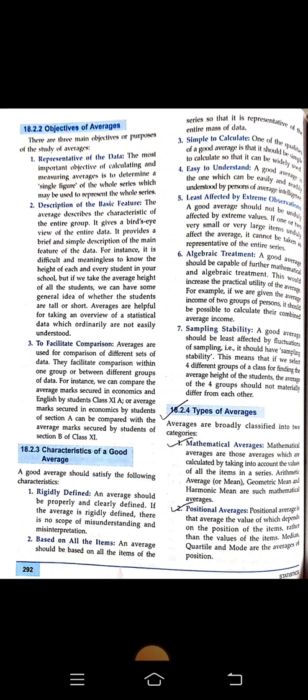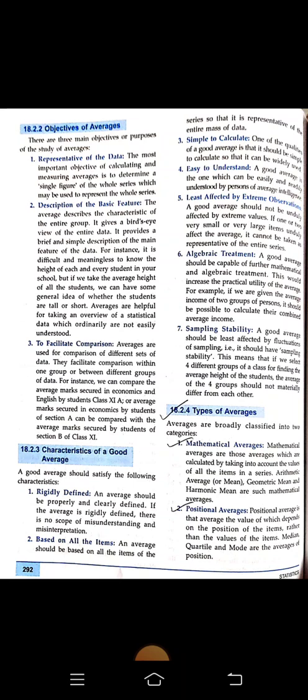What is a positional average? A positional average is an average of value which depends on the position of items rather than the values of the items. The median, quartile and mode are the averages of position.